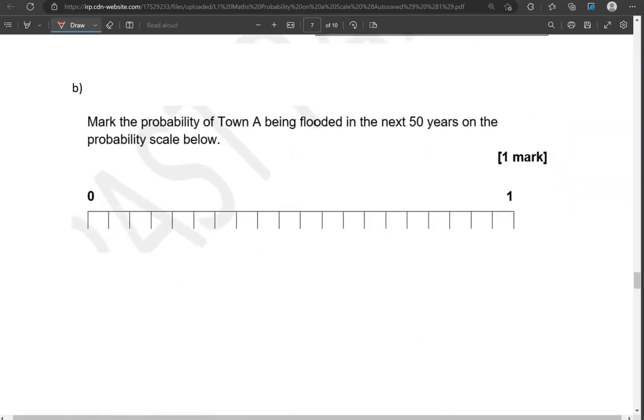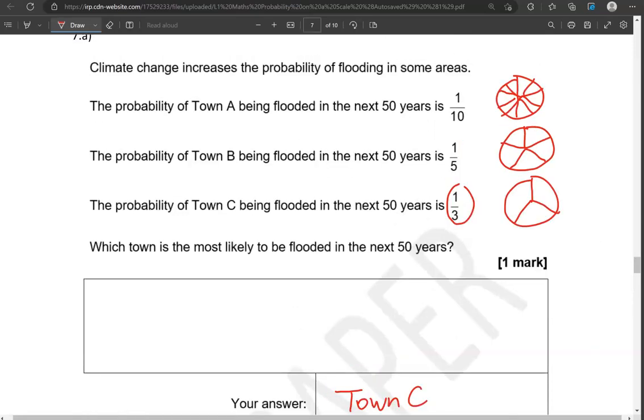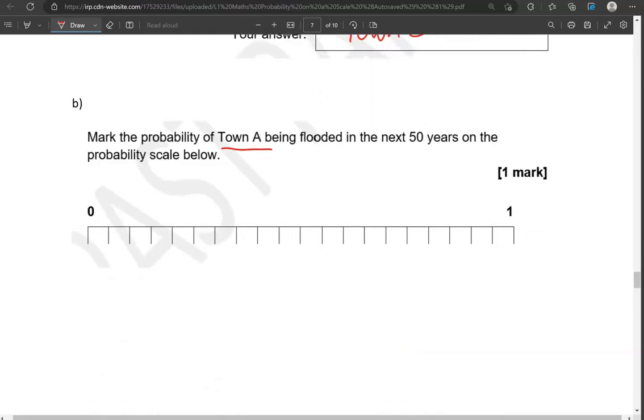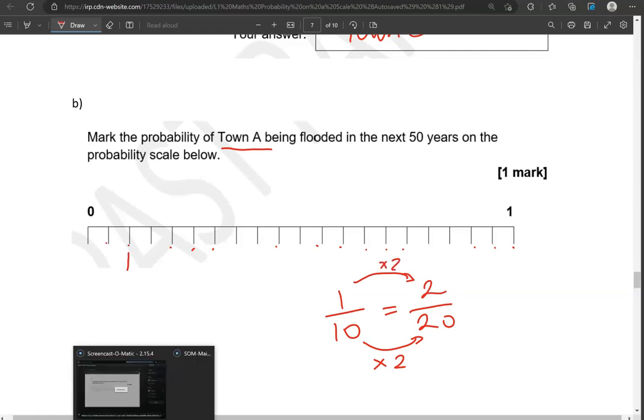Mark the probability of town A being flooded in the next 50 years on the probability scale below. So town A has a probability of 1/10. We've got how many divisions here? 1, 2, 3, 4, 5, 6, 7, 8, 9, 10, 11, 12, 13, 14, 15, 16, 17, 18, 19, 20. So 1/10 we're going to represent out of 20. So we've doubled the 10, so we're going to double the 1 as well to give us 2. So there is 1, 2.